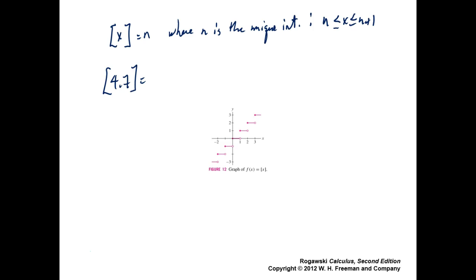Greatest integer in 4.7. The largest integer that is less than or equal to 4.7. 4, exactly. In other words, for positive decimals or fractions, lose the decimal. Lose the fraction, that's the greatest integer. That's for positive numbers. What would be the greatest integer in negative 4.7?